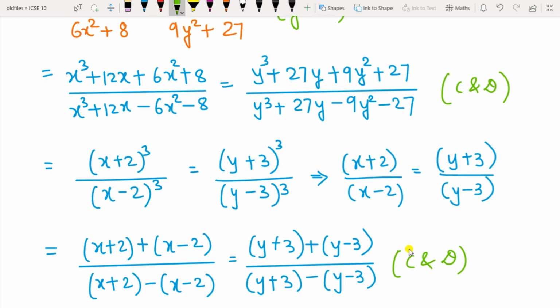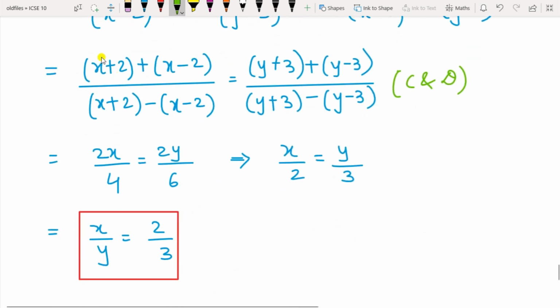Again apply componendo dividendo result. So here plus 2 minus 2 and x, from here 3, and from here y will get cancelled. So you have 2x upon 4 equal to 2y by 6. So this is 2 1s are 2, 2 2s are 4, 2 1s are 2, 2 3s are 6. So this is x by 2 equal to y by 3. Now you want x by y, it will be equal to 2 by 3. So the value of x upon y is 2 by 3.